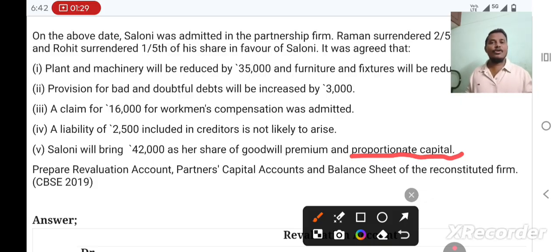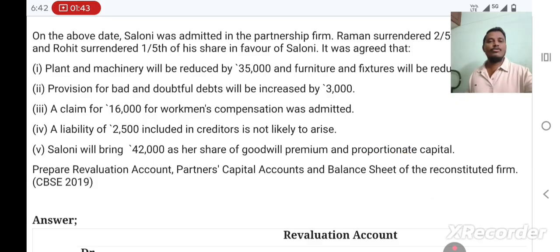First of all, they have asked you to prepare the revaluation account. Without preparing the revaluation account, you cannot prepare the partners capital account, since we need the revaluation profit or loss to be entered into the partners capital account. So first, a revaluation account. How do you prepare it? The revaluation account debit side will show decrease in asset and increase in liability. The credit side will show increase in asset and decrease in liability.